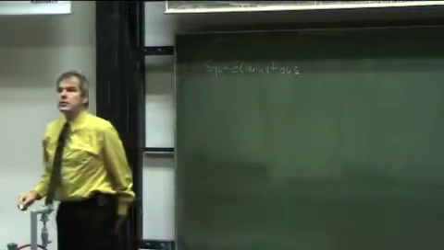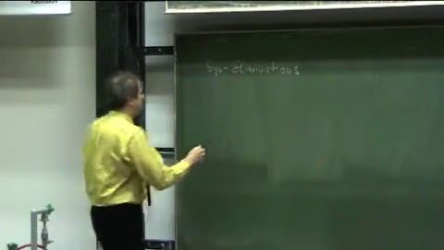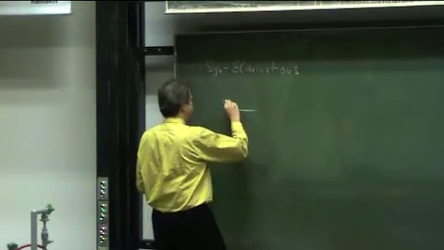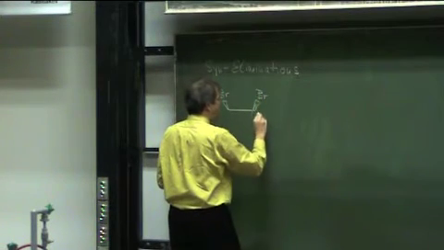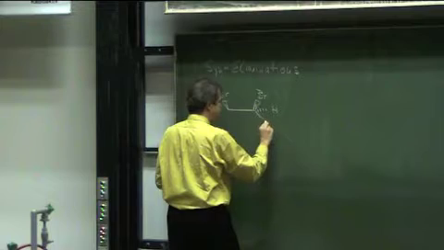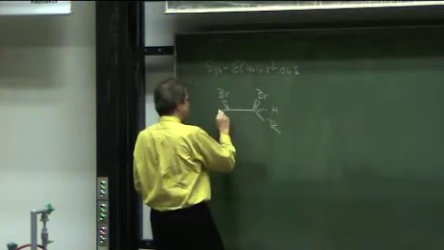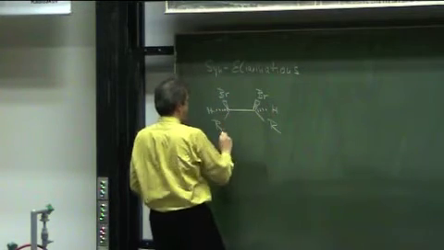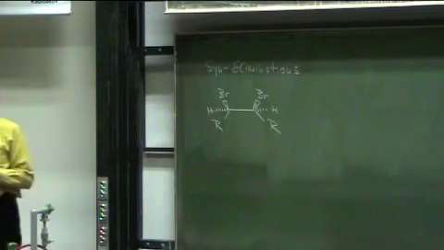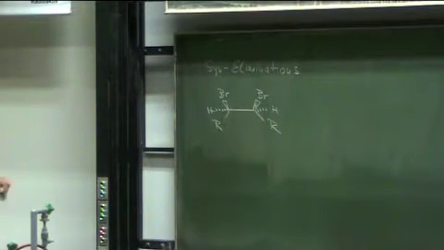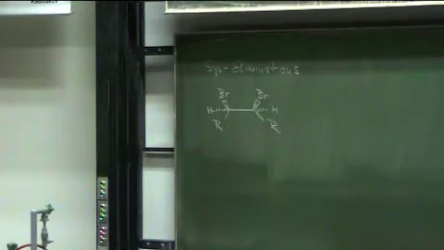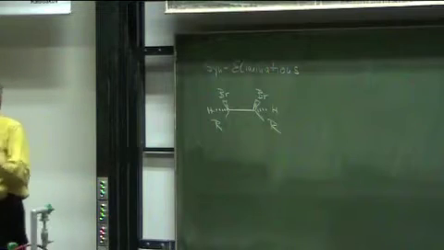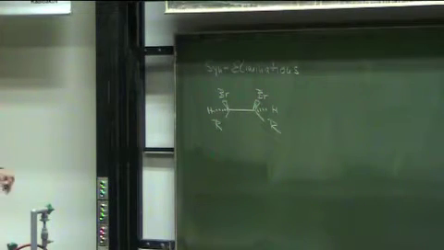And Syn eliminations will always occur if you have a reagent which will try to pull out both leaving groups at the same time. So let's look at this example here. Now here I chose a 1,2 dibromide, and we will see again and review this. You all know this, how to make this.